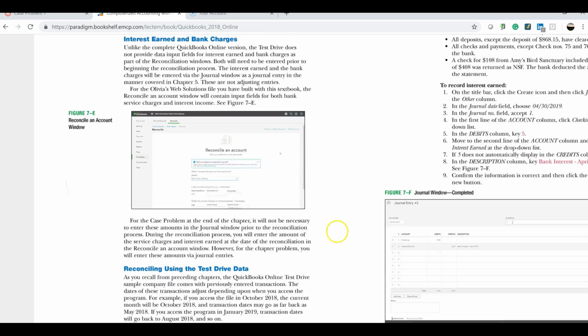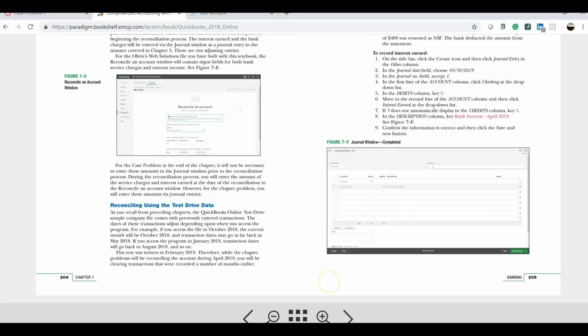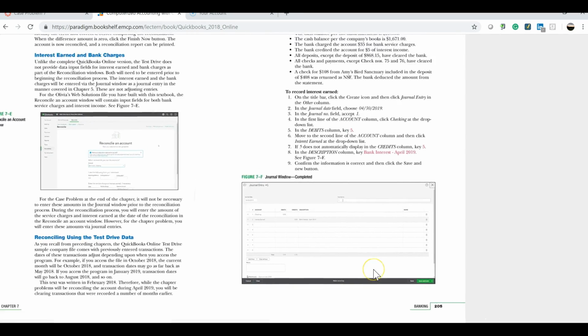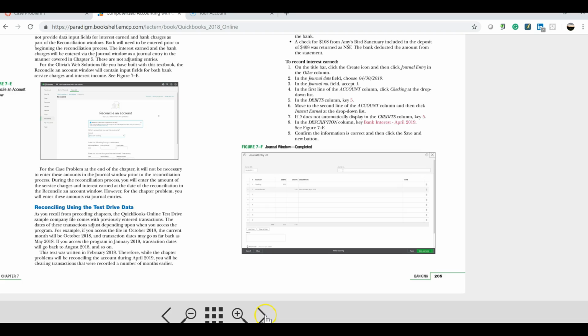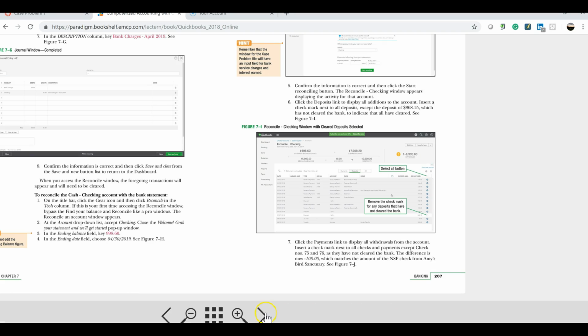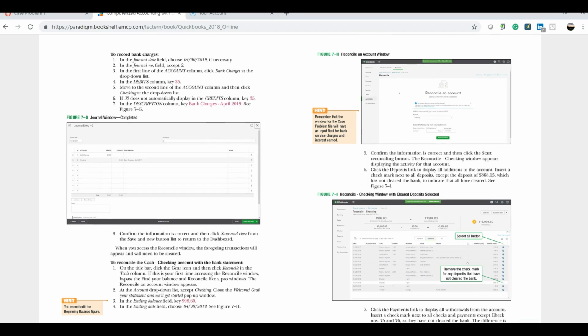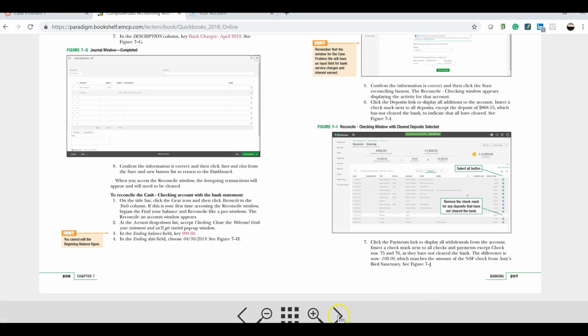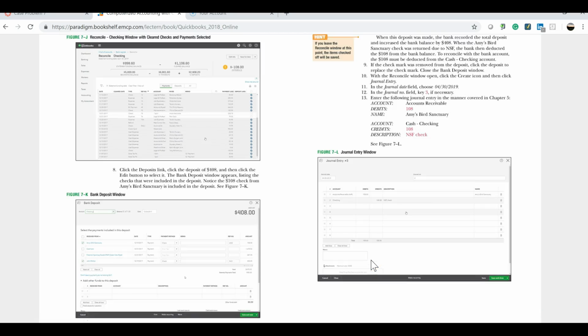More about interest earned and bank charges. A little about reconciling using the test drive data. And it tells you step by step how to record interest earned. And then you get into reconciling and how to record bank charges and then reconciling. So each of the objectives that you're expected to be able to do, you practice in the tutorial. It shows you how to do those in the textbook.